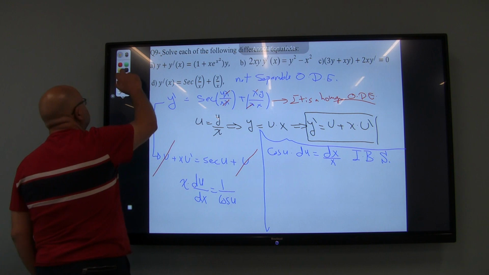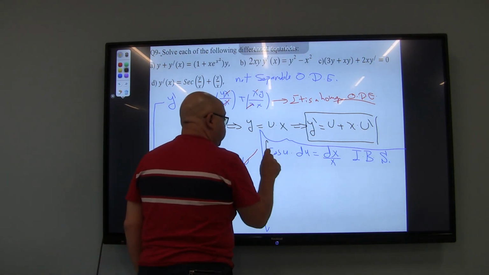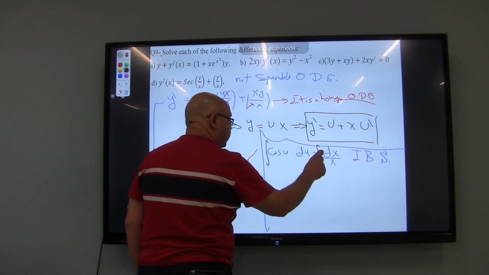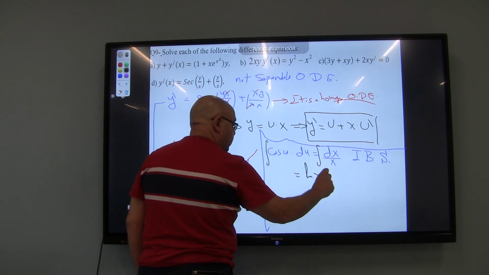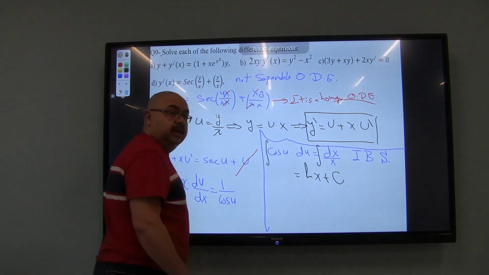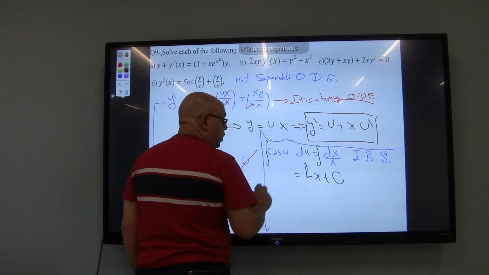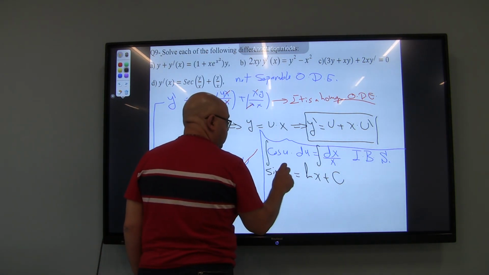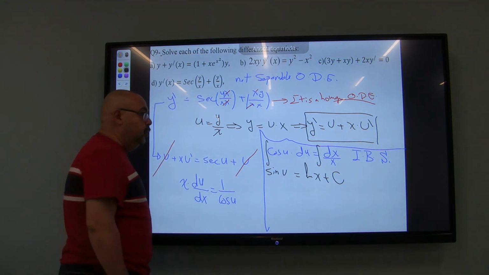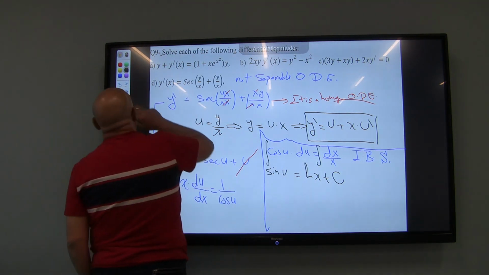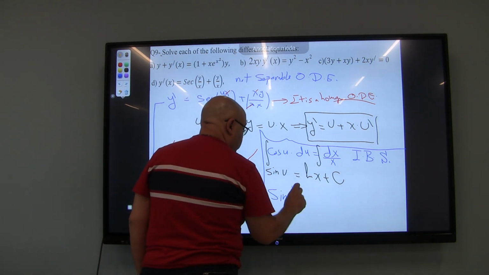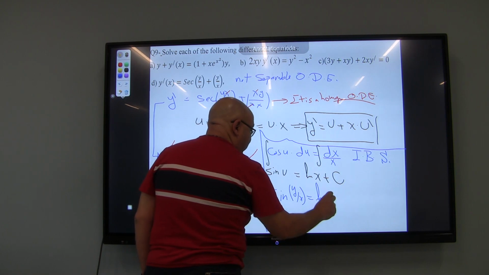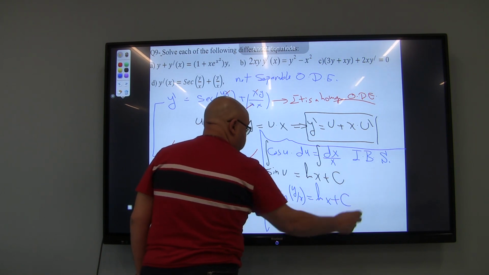I will start integrating separately, and this part will be integrated. What will that give you? Right? Okay, the integration of cosine u gives you sine u. And u I can simply replace with y over x. So you will end up having sine y over x equal to ln x plus a constant.